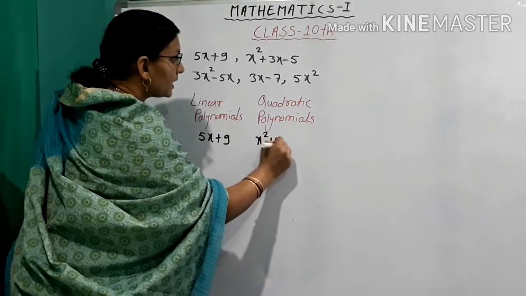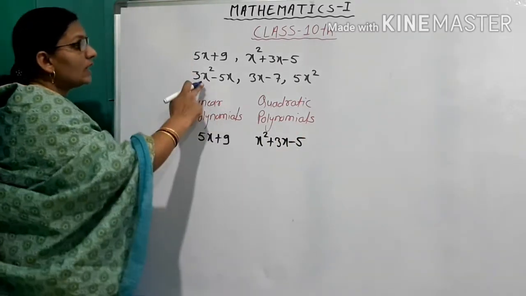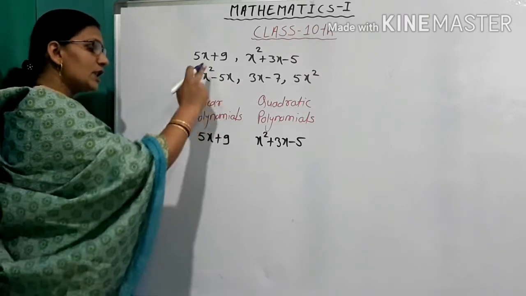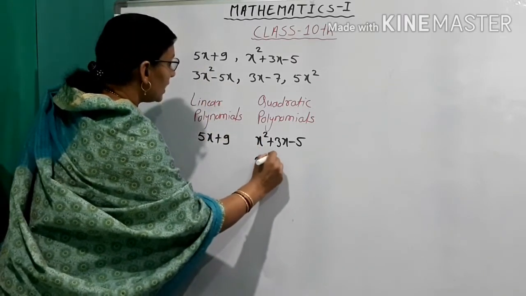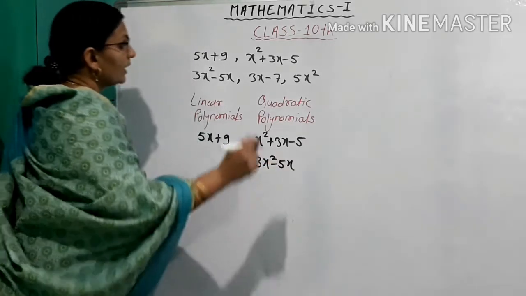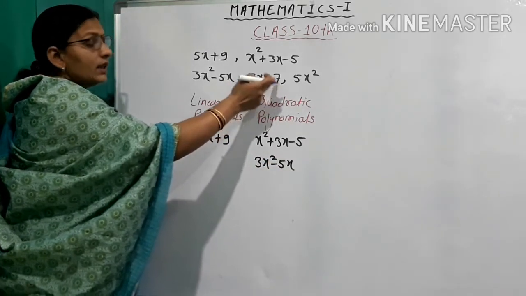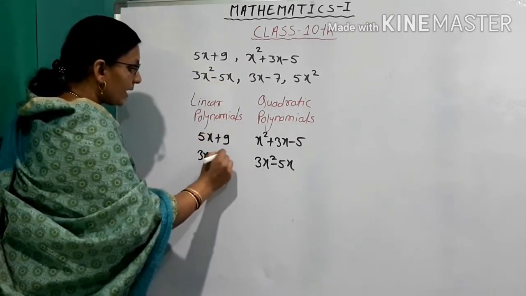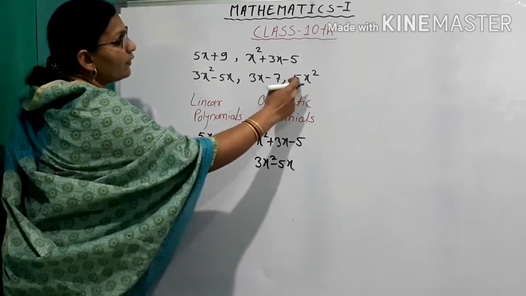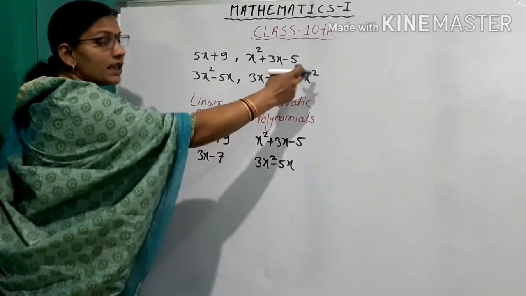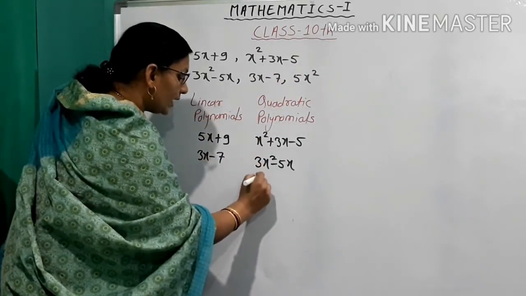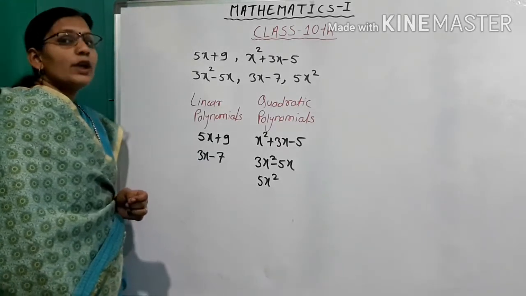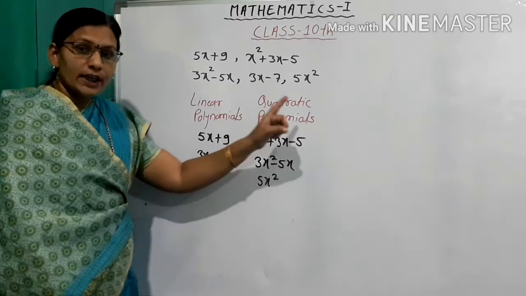x square plus 3x minus 5. Third, 3x square minus 5x. Here degree is 2, therefore it is also a quadratic polynomial. Here 3x minus 7. Here degree is 1, therefore it is a linear polynomial. And last example, 5x square, degree of this polynomial is 2, therefore it is a quadratic polynomial. Therefore, if degree of polynomial is 2, then it is called a quadratic polynomial.